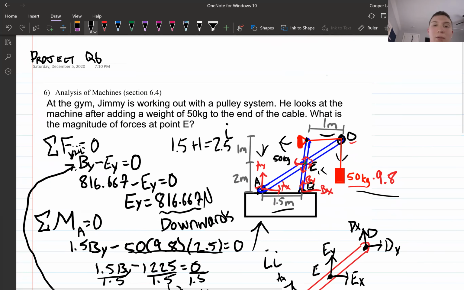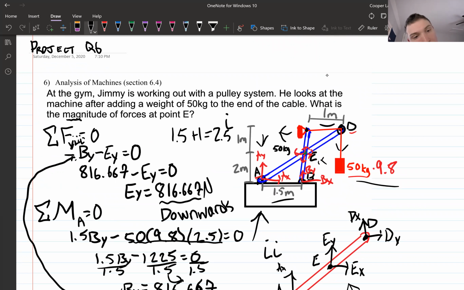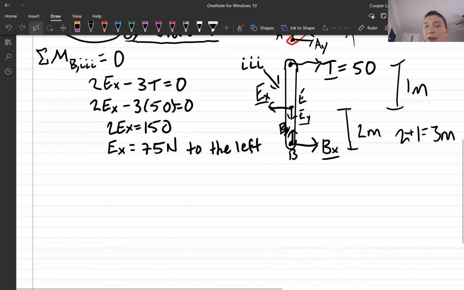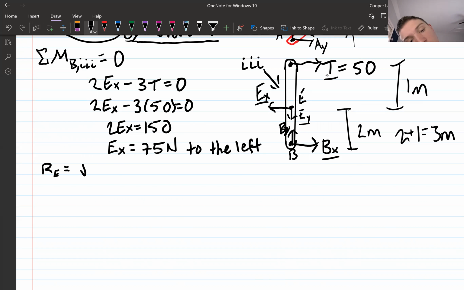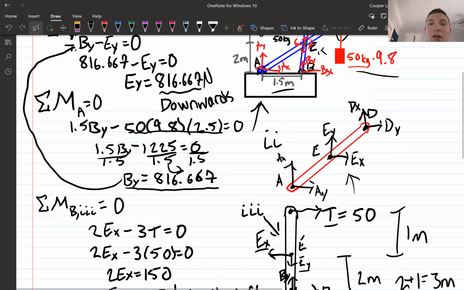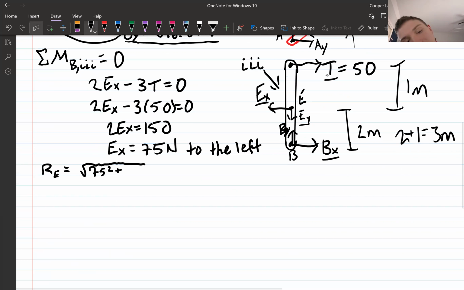However, this problem wants to know the magnitude of forces at point E. So because it wants to know the magnitude of forces at point E, we're not done yet. We actually have to first find basically our reaction at point E. So our reaction at point E is going to equal the square root of our E sub x squared, so our 75 squared, plus our E sub y squared, which would be 816.667 squared.